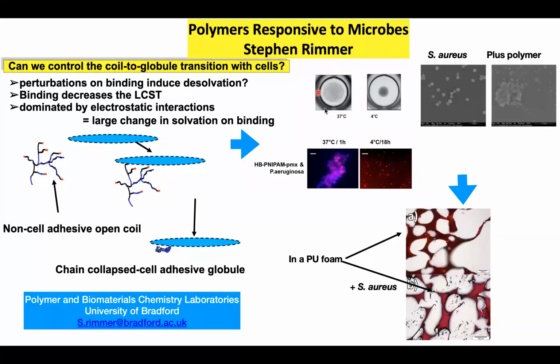We form what we call these mats, which are essentially aggregates of polymer and bacteria at 37 degrees. And then cooling them allows us to disrupt the mat and release the bacteria. Here you see another image, this time as an optical micrograph, where we can see the polymer dyed blue, the bacteria dyed red. At 37 degrees, we form these aggregate complexes, and then we cool the system to 4 to release the bacteria.